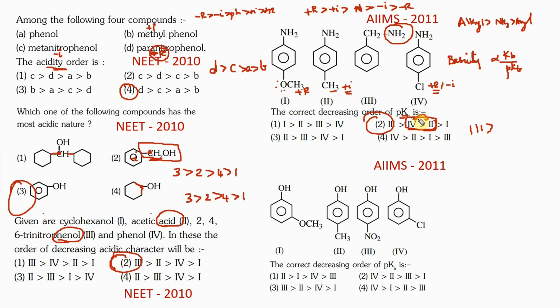It could be inverted also. Without PKB values given, I cannot say. But one thing, for 2 and 4, because this is plus R but very weak. Okay, we saw this. This is hyperconjugation. But plus R wins over hyperconjugation. We will see this later.